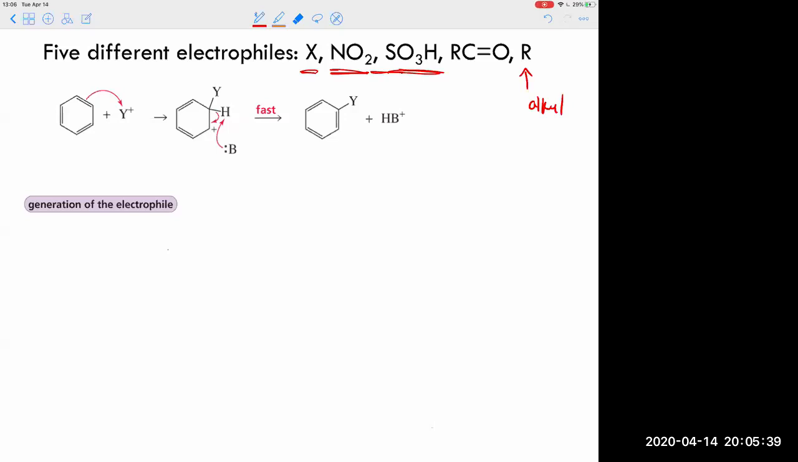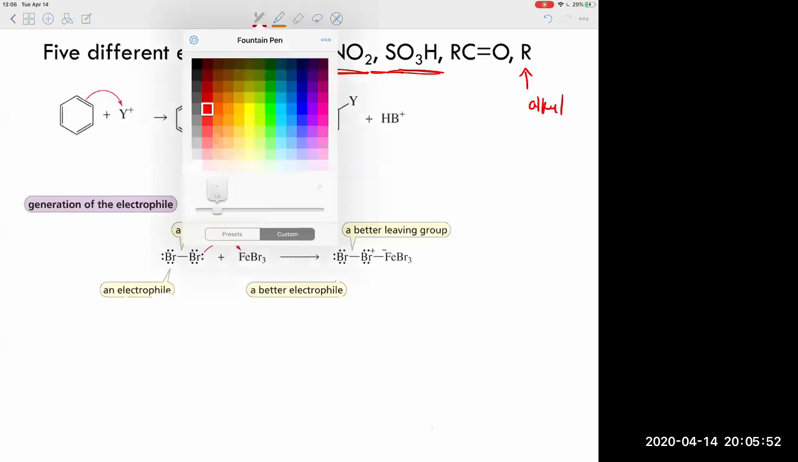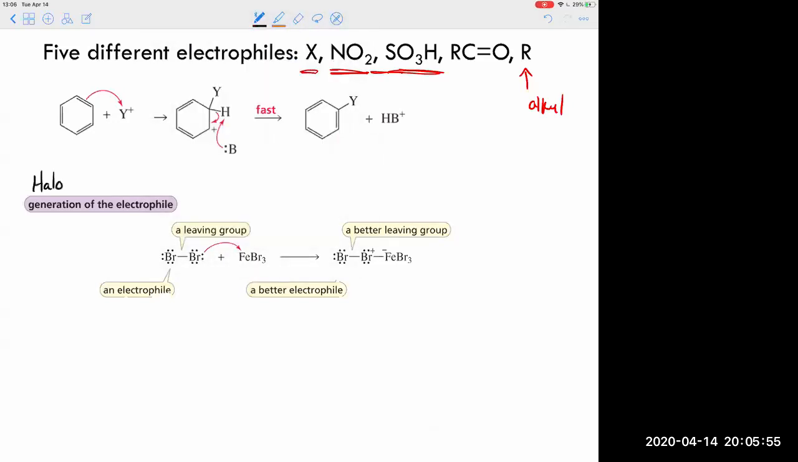All right, so let's just review how we did that real quick because it was a little bit different for each one of these. So first of all, in the case of our halogenation reactions, the key player here, the catalyst, is the iron 3 bromide. What that's doing is it's going to interact with your bromine, your Br2, in such a way that makes the bromine an even better electrophile.